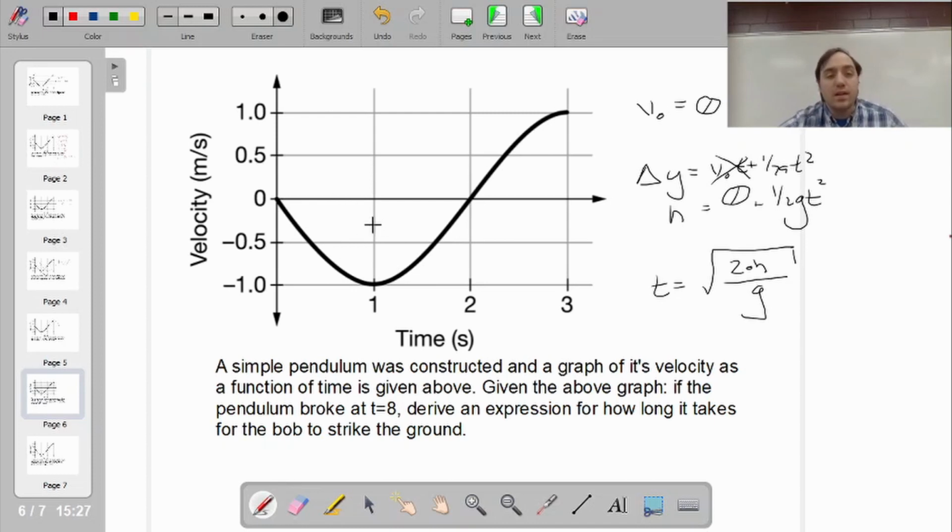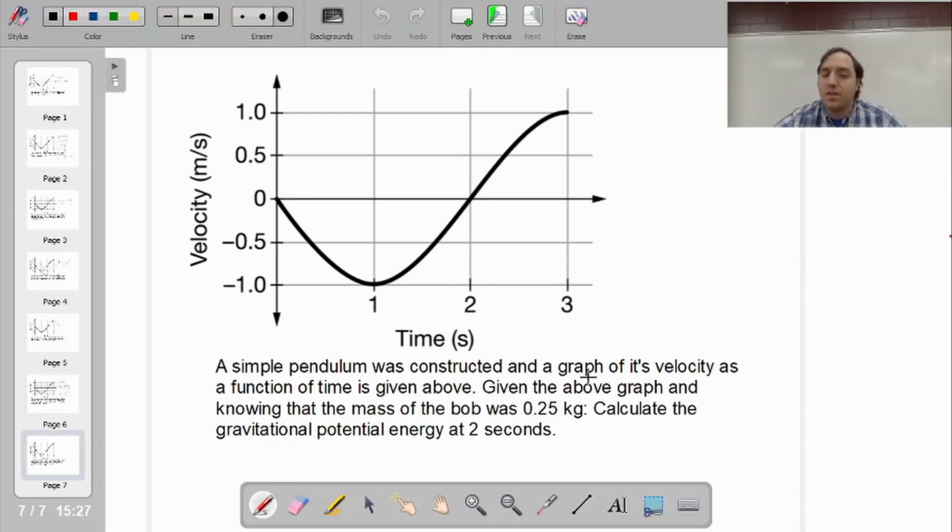The big trick here is not the solving, the rearranging. That's fairly easy. The trick here is recognizing what your initial velocity is, and that's information you could get. Again, a lot of the potential information is hidden behind expectations. Final one, a simple pendulum is constructed and the graph of velocity as a function of time is given above. Given the above graph and knowing the mass of the bob is 0.25 kilograms, calculate the gravitational potential energy at 2 seconds.